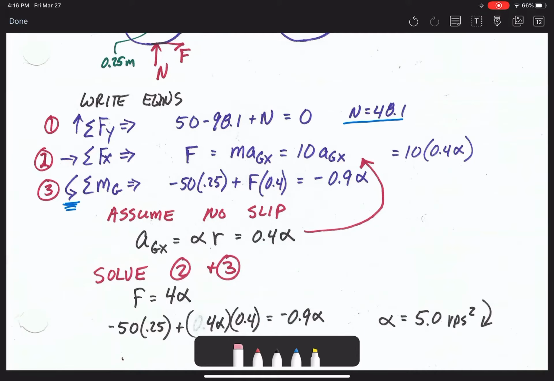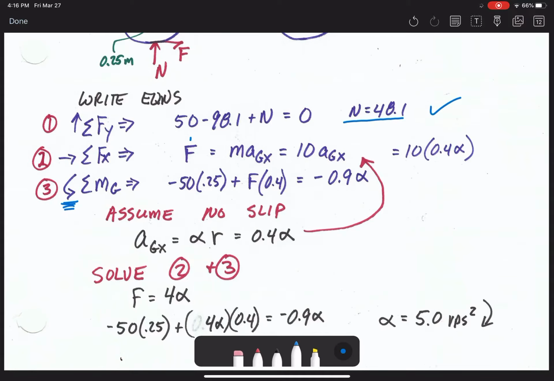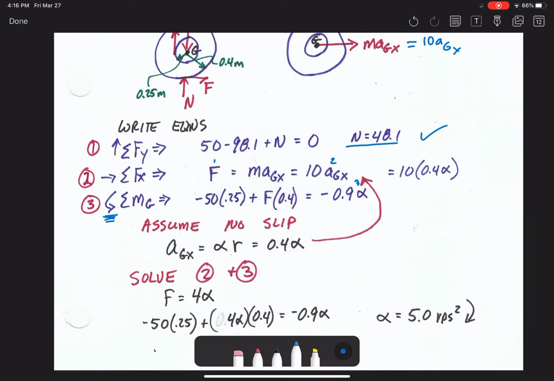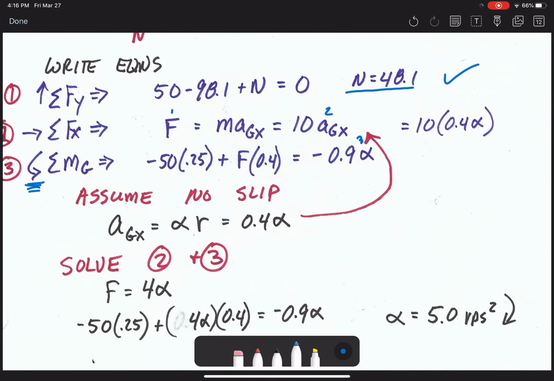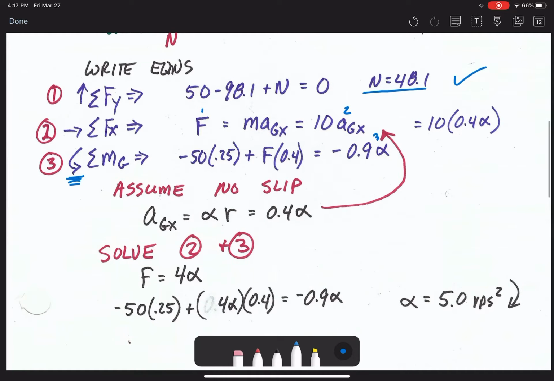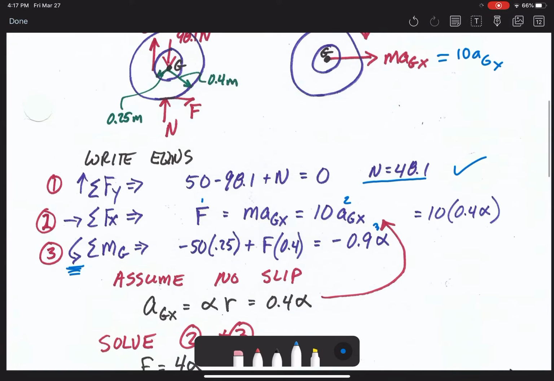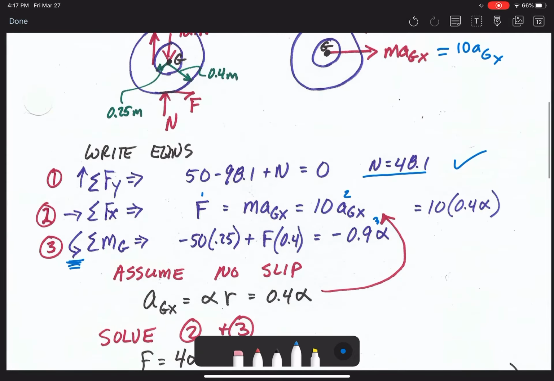And then we go ahead and count how many unknowns. So you have that equation done already. We have 1, we have 2, alpha, right? And then we have 3. So 3 equations, no, 2 equations and 3 unknowns, and we don't have any other body, so we have to assume something. So always assume no slip, right? Assume no slip. So when it is no slip, you have AGX equal to alpha R, and it's 0.4 R.